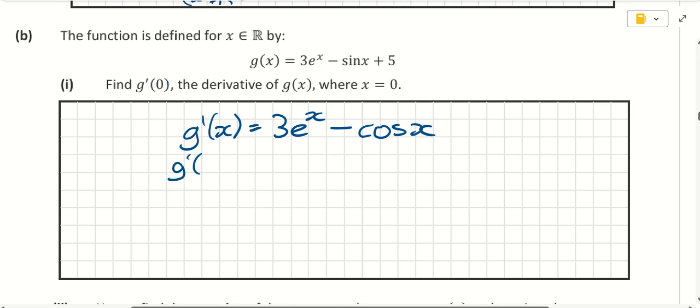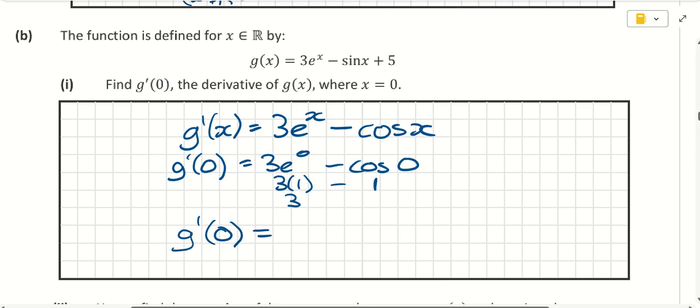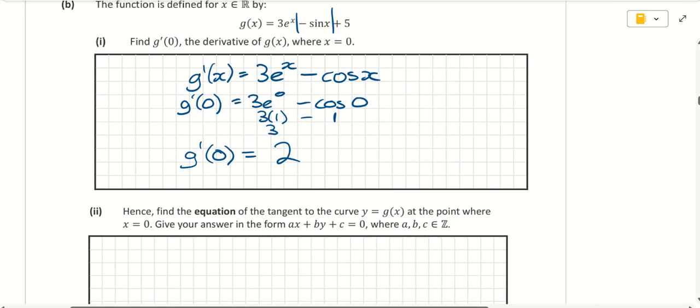So now we just need to do g prime of 0, which is 3e to the power of 0 minus cos of 0. So 3e to the power of 0 is just 3 times 1, so that's just 3. And then cos 0 will be 1. So g prime of 0 is just 3 minus 1, which is 2. Nice simple question there because the terms are all separated, so you can differentiate them separately.